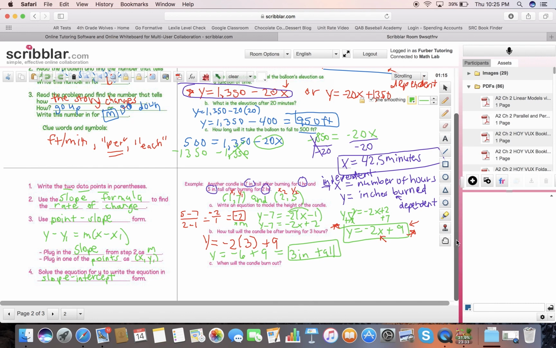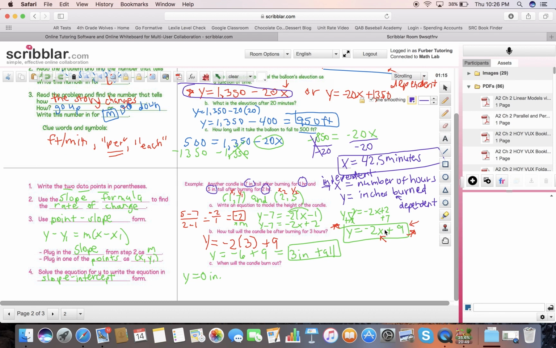C says, when will the candle burn out? Well, when a candle burns out, what does that mean the number of inches are? Well, that means that y equals 0. We want it to be 0 inches tall, because when it's 0 inches tall, it has to burn out and the candle's done, right? How long will it take? How many hours will you be able to burn it for before it gets down to 0? That's the question, okay? So we're going to plug that into the formula.